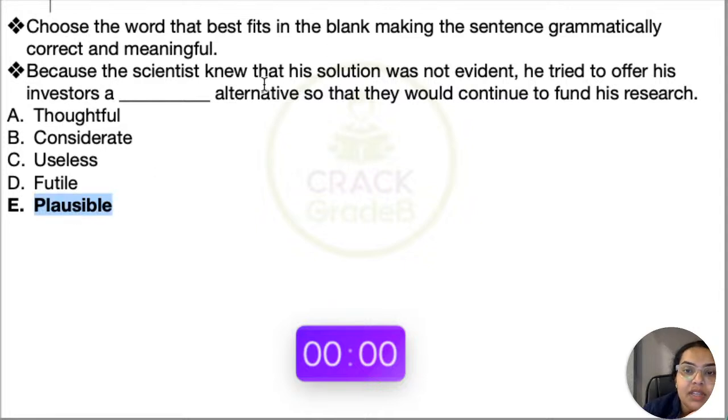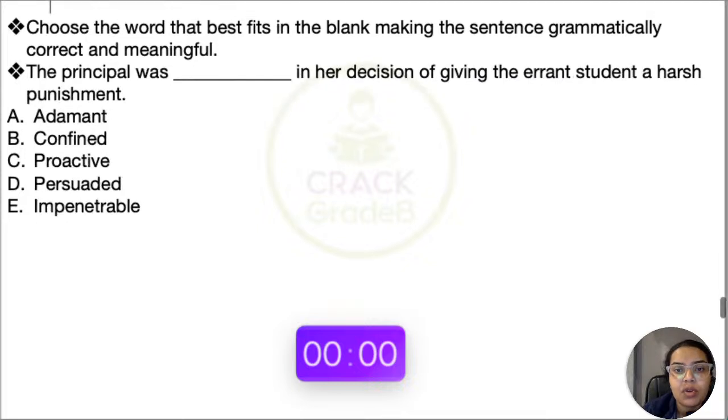Plausible. Something which is practically possible is plausible. So here he tried to offer his investors a plausible alternative. उसमें thoughtful हो सकता था alternative, but why we are talking about investors and scientists in this way? A considerate alternative. Useless alternative कोई offer करेगा क्या? Futile is of no use. Useless and futile are synonyms. Plausible only fit word there. This would be the last question.